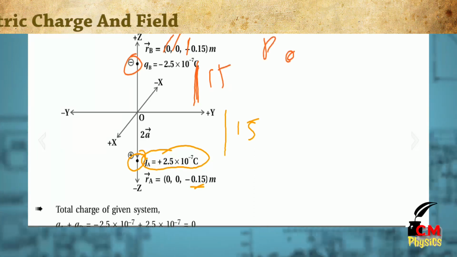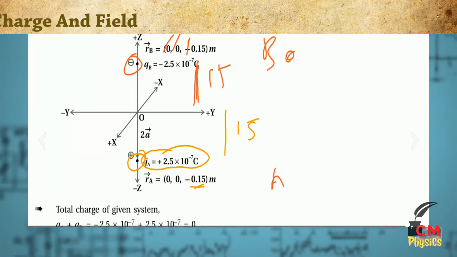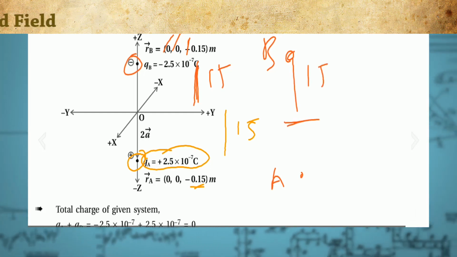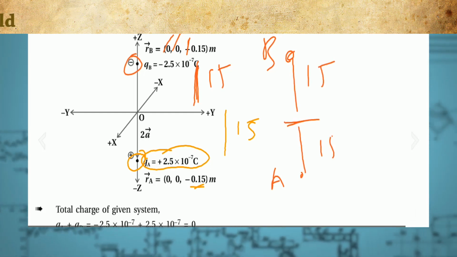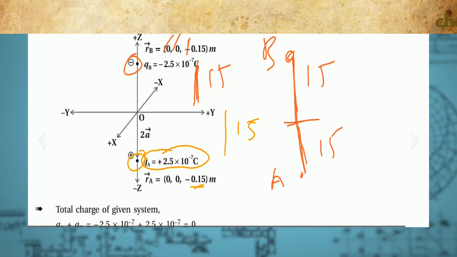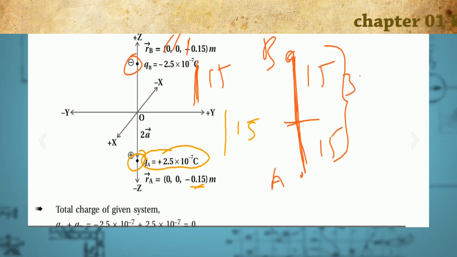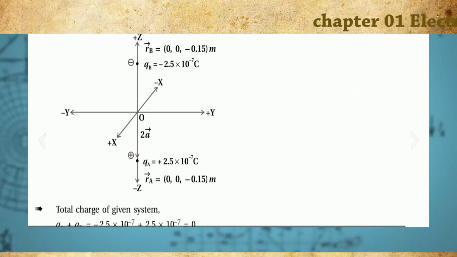Means for both B and A charge, from the origin this distance is 15. Therefore, the distance between the two charges is 15 plus 15, which is equal to 30. You are putting in the simple calculation.